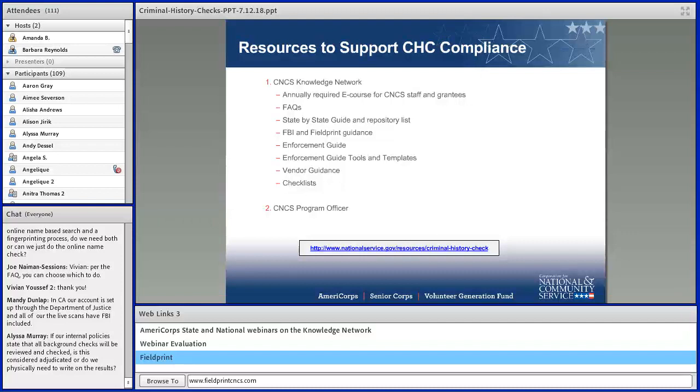We've got a question. If our internal policies state that all background checks will be reviewed and checked, is this considered adjudicated, or do we physically need to write on the results? I would still document that each result has been adjudicated on the check or on a different form. You have to show that you did it. Not just that you intend to do it. Exactly.